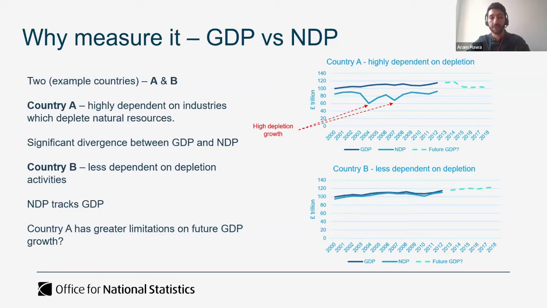An example of how policymakers in country A may look to address this through intervention is by diverting the rents made in the natural resource industries into other sectors which are more sustainable, such as the renewable energy industries. And this can help to enable economic growth over the longer term.